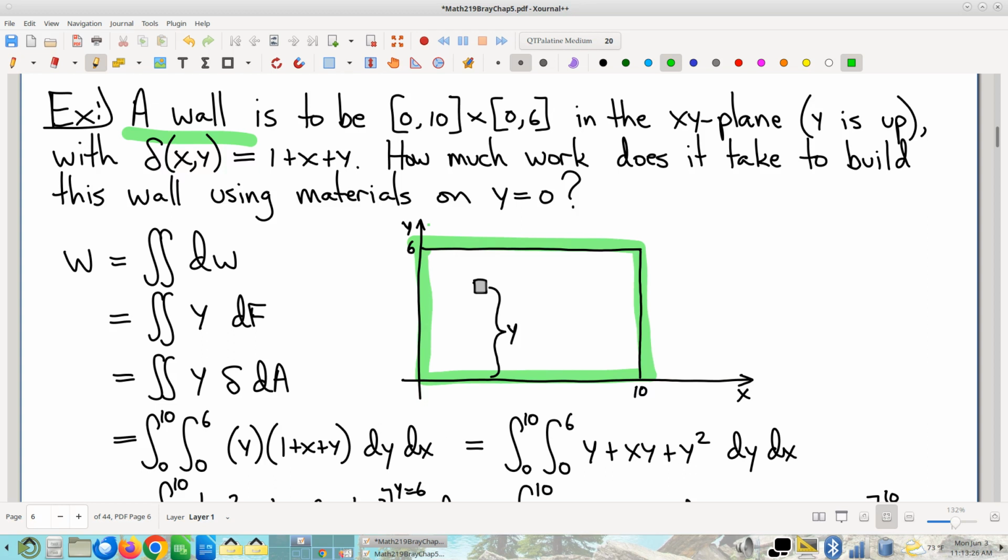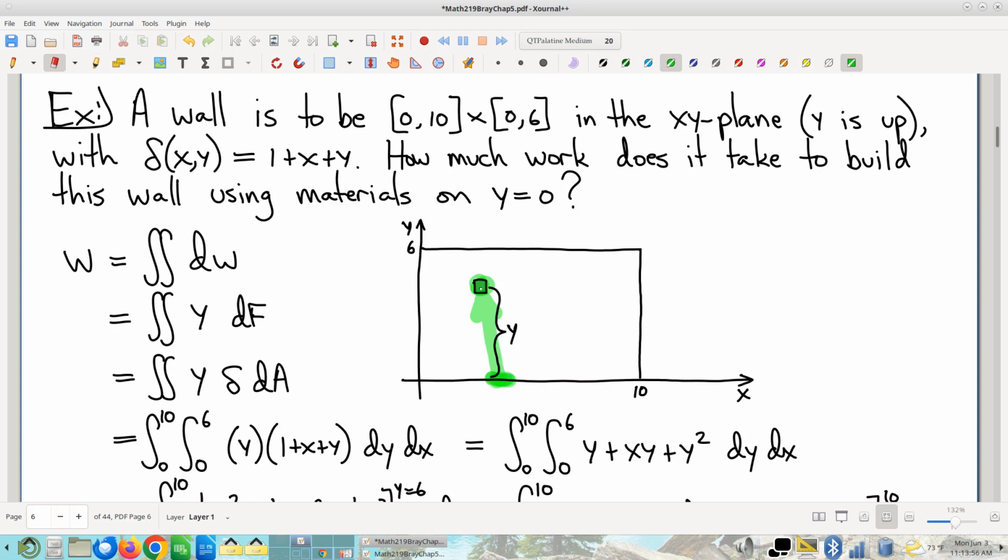In particular, there's a bunch of chunks of stone that are sitting here at ground level. Each one of those chunks of stone is going to have to be lifted. This chunk of stone sitting right there is going to have to be lifted a height y to get to where it's going to go in the wall, wherever that ends up being. Okay, so that takes work. What's the grand total amount of work involved here?